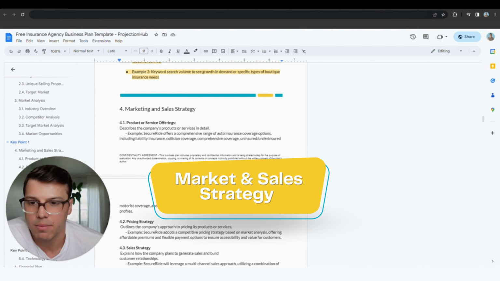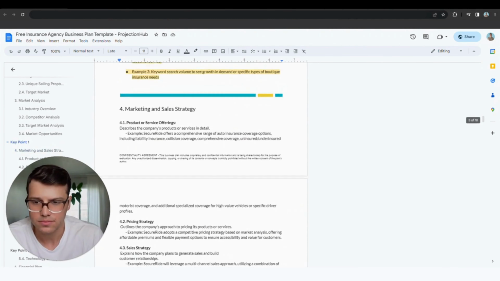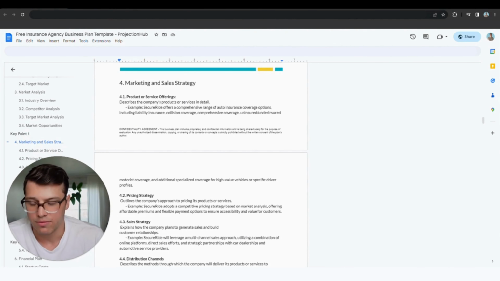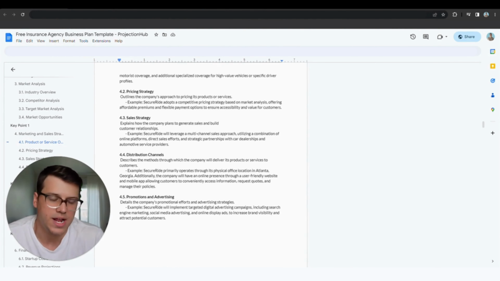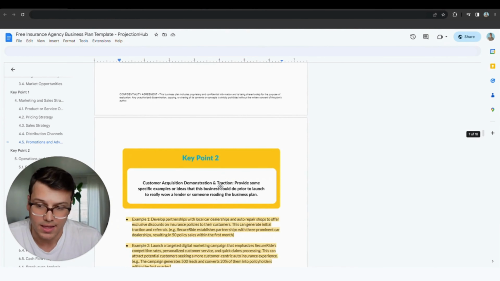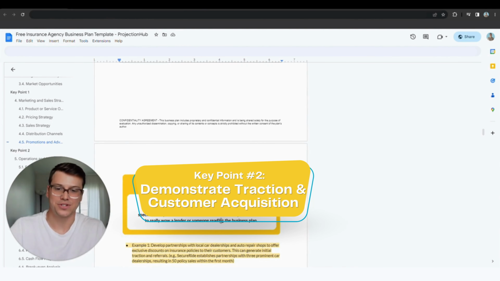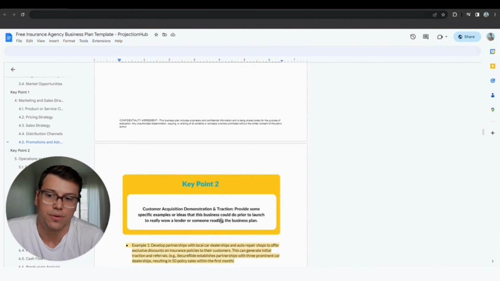Okay. Moving on to market and sales strategy. And this will bring us to key point number two, which I'll get to. You need to include obviously what insurance packages will be offered, pricing strategy, sales strategy, how you're going to distribute that to them, your promotion and advertising. You're going to have a website, you're going to have social media. There's a minimum bar of things to include and you need to spend some time thinking about that. The thing that's going to make this shine, the key highlight, is customer acquisition demonstration and what some people call traction. That's a very common tech phrase. And so you need to do all those things to talk about your marketing strategy.